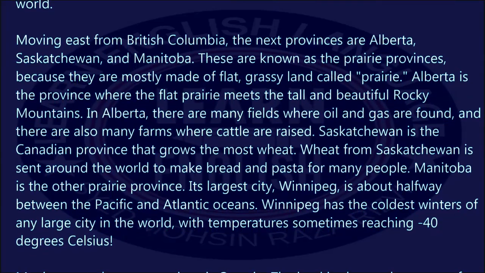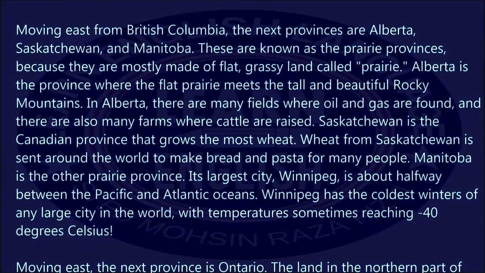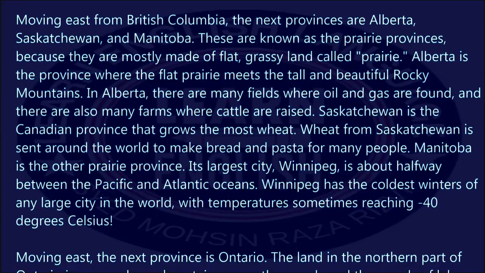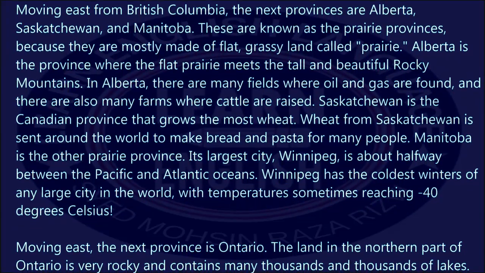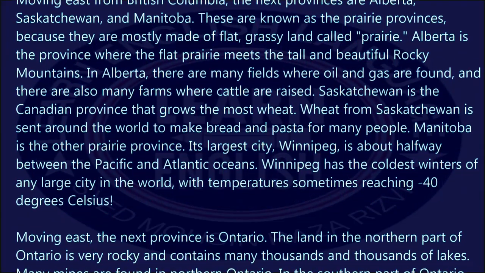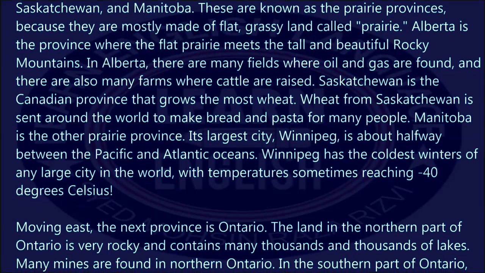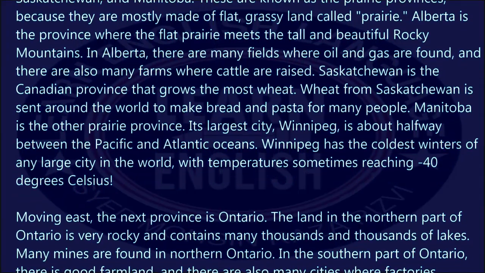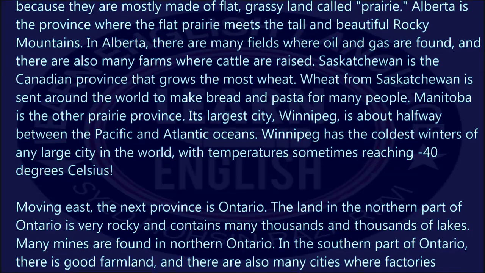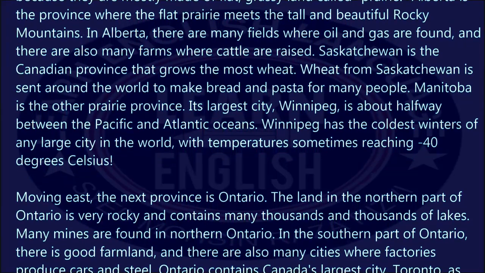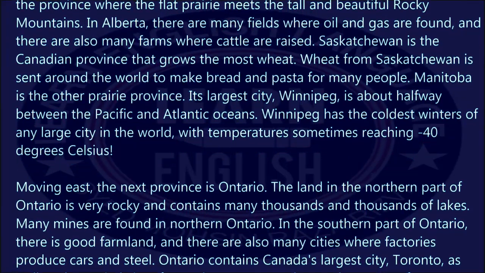Manitoba is the other prairie province. Its largest city, Winnipeg, is about halfway between the Pacific and Atlantic Oceans. Winnipeg has the coldest winters of any large city in the world, with temperatures sometimes reaching -40 degrees Celsius.